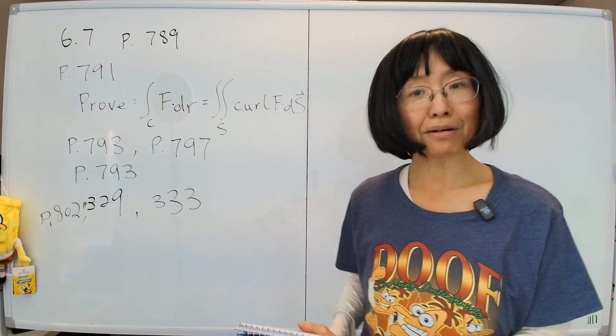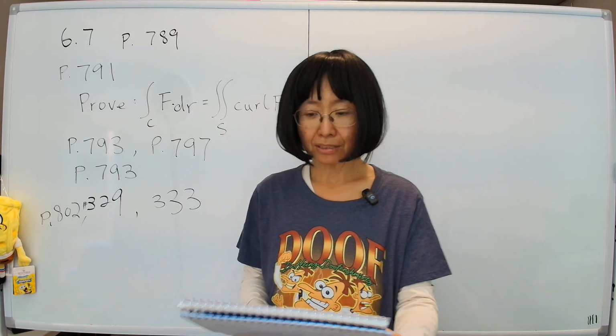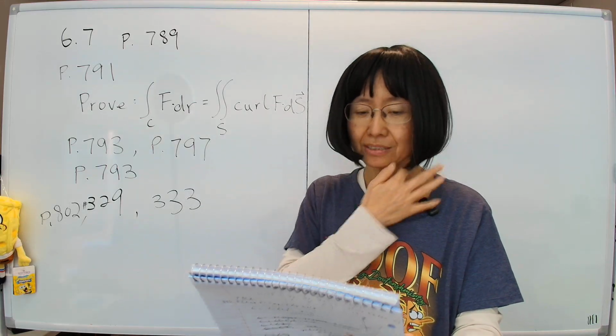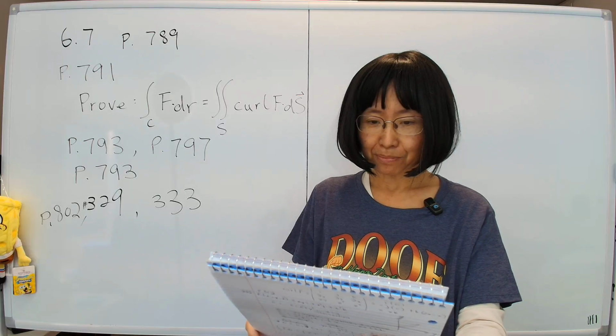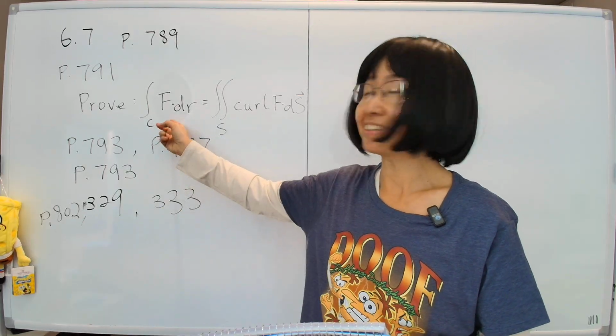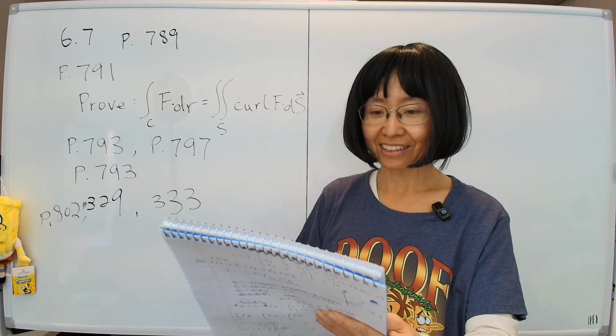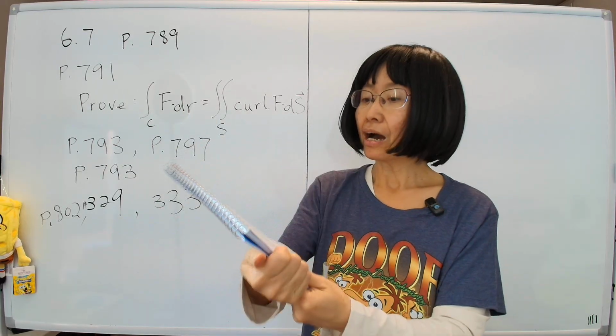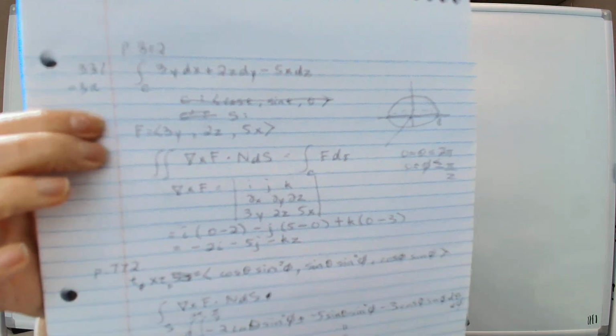Next, let's look at problem 337, which is a simple line integral over C, the curve, but the book insists on you using Stokes' theorem, which means you can't do the easy one, you have to do the tough one, the curl F dS. So that's what we're going to do. But this one doesn't happen to be too bad.